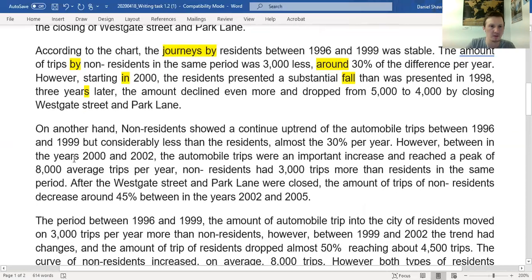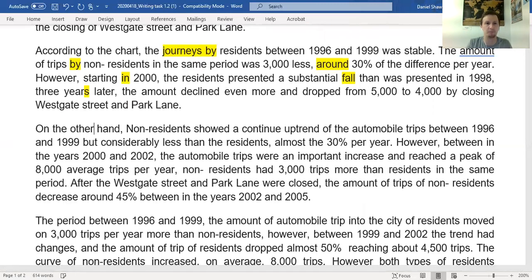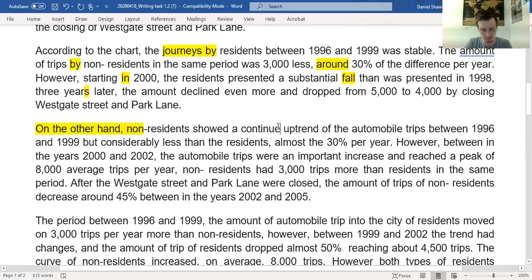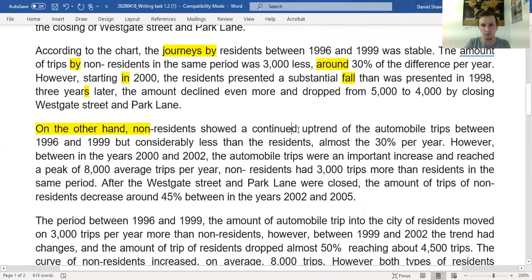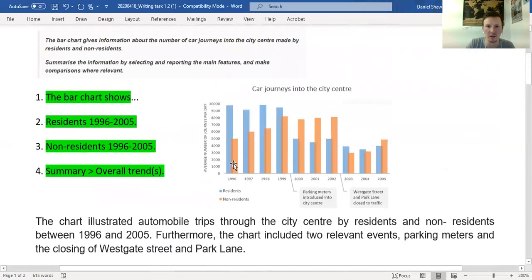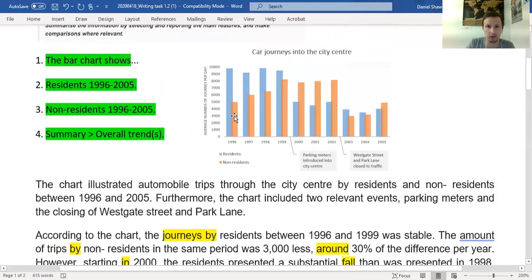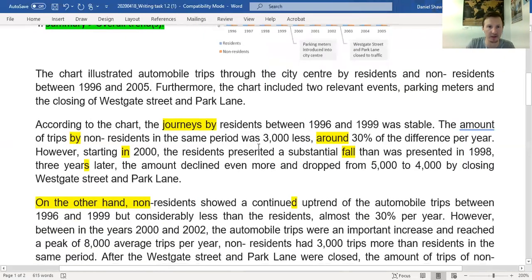On another hand, so I think what we're trying to say here is on the other hand. Non-residents showed, so we need a small n next to the comma. Non-residents showed, let me just highlight this because we've edited it and changed it, showed a continued uptrend of the automobile trips between 1996 and 1999. Yes, there is an increasing trend from non-residents in the orange here. So yeah, that trend is there.